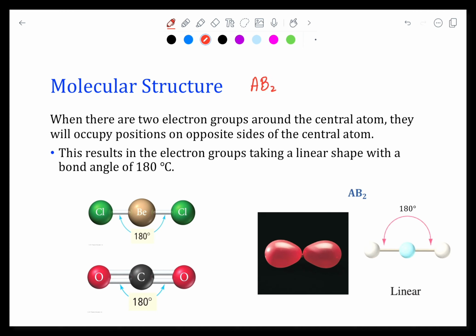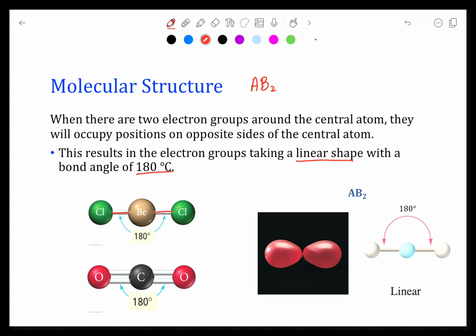So when there are 2 electron groups around the central atom, they will occupy positions on opposite sides of the central atom. This results in the electron groups taking on a linear shape with a bond angle of 180 degrees. Because there are only 2 bonds, the electrons in those bonds are going to repel as much as possible.